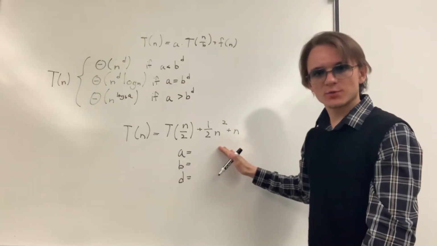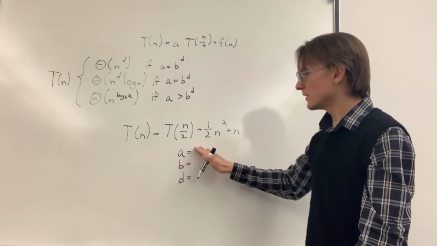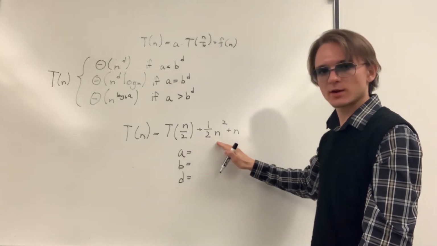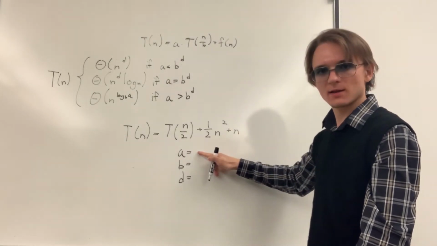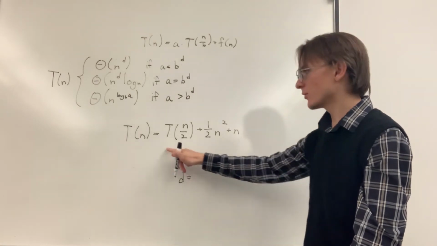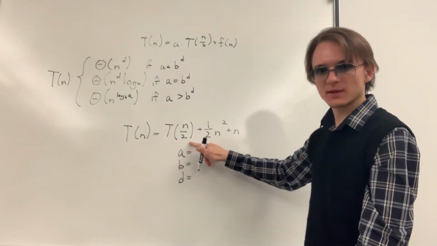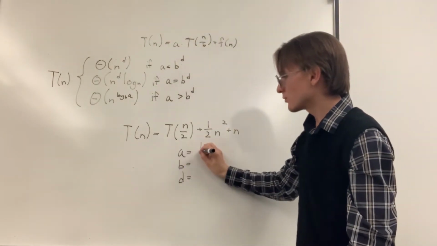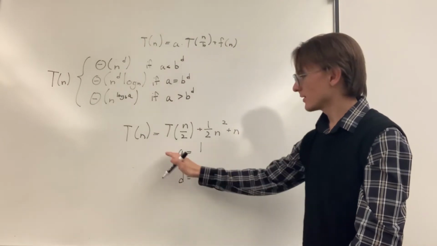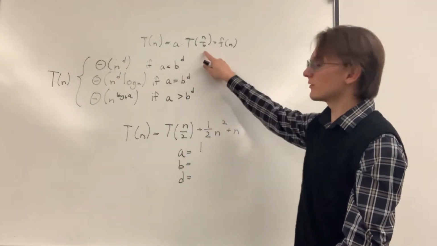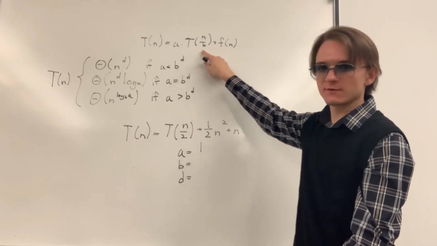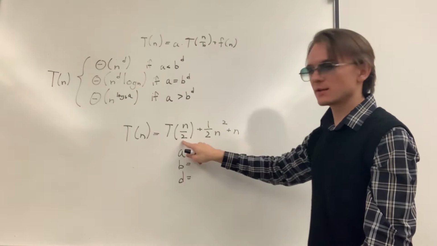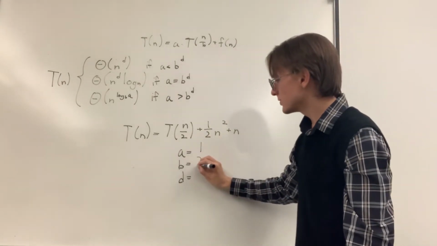Let's say that this is our first problem. We have T(n) equal to T(n/2) plus 1/2 n squared plus n. What is our a? Well, our a will be whatever we have multiplied by T of something, right? a times T of something. Now, of course, a here is 1 because we're multiplied by 1. Our b will be whatever's inside of the T function, n divided by b. So in this case, we have n divided by what? 2. So b is 2.